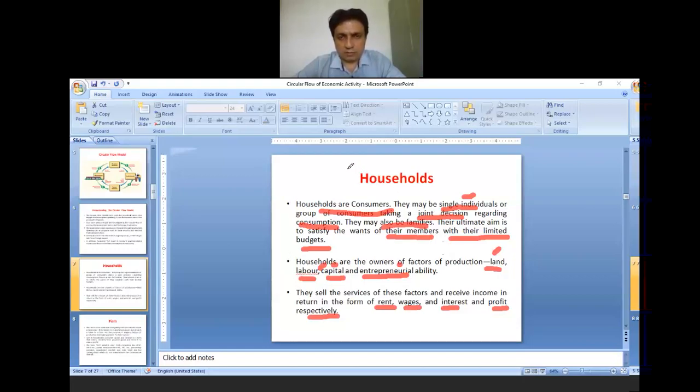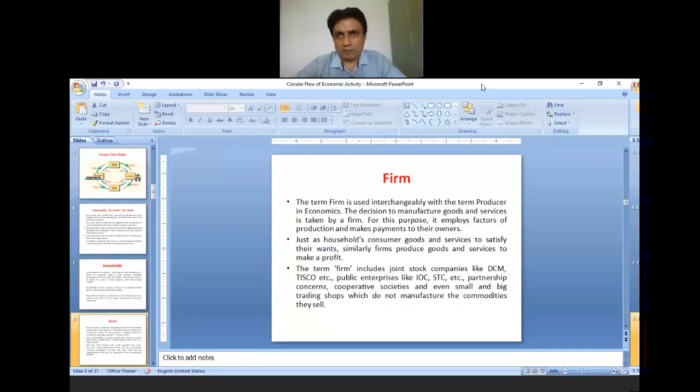So the household, or the consumers, is a very important factor of the economy. The next factor is the firm, or the businesses. The term firm is used interchangeably with the term producer in economics. Because these firms produce the product, the decision to manufacture goods and services is taken by the firm. For this purpose, it employs factors of production and makes payment to their owners.